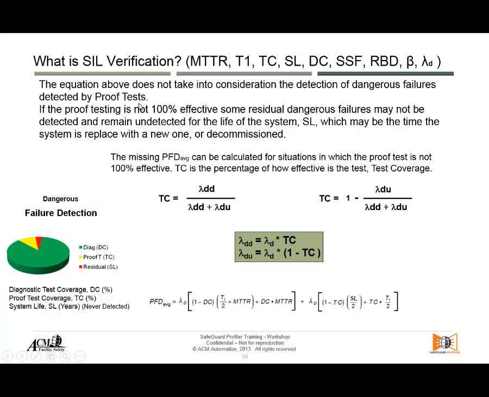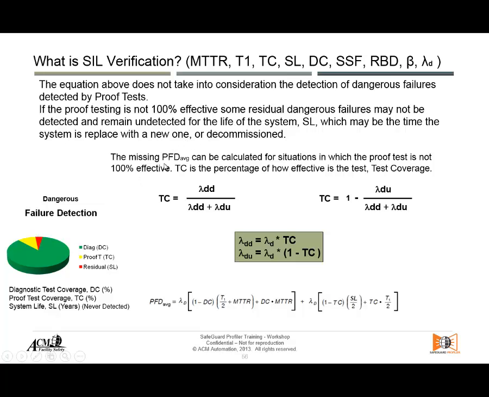proof test. Okay, so if the proof testing is not 100% effective, we said that we leave something inside there, so some never-detected dangerous failures might still be lingering in there forever. So the residual dangerous failures might not be detected and remain undetected for the life of the system, which might be the time the system is replaced with a new one at the end. Of course you have to do that, or decommission it, or you don't use it anymore.